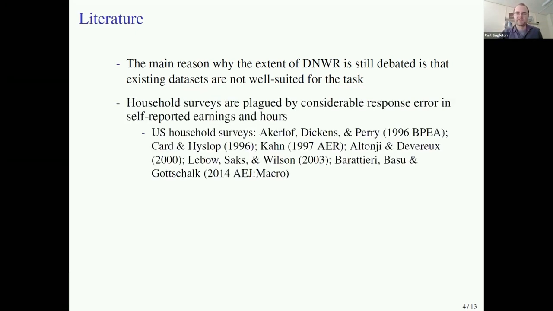So the slightly earlier literature used household survey data. These generally came back with an answer of very significant downward nominal wage rigidity. But these household surveys are plagued with response errors in self-reported earnings and hours measures, so it's quite easy for people who want to argue against downward nominal wage rigidity to dismiss these studies. In particular, response error and rounding of workers' responses would bias these previous studies towards finding lots of wage freezes, whereas you might not find that if the wage had been recorded more accurately.